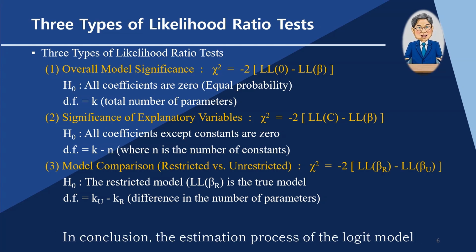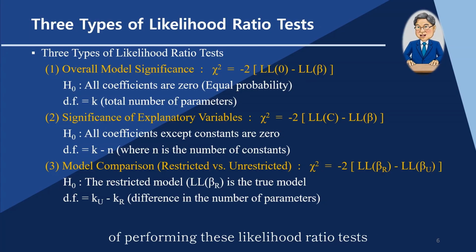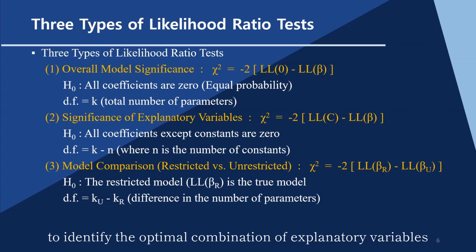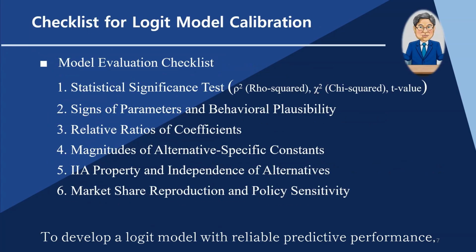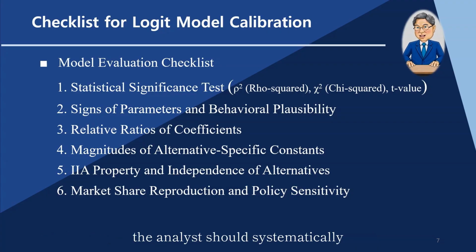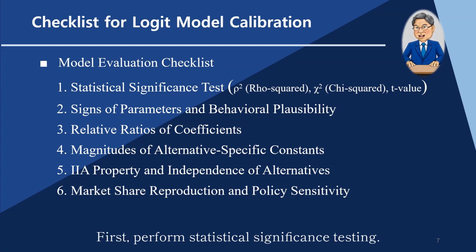In conclusion, the estimation process of the Logit model can be defined as an iterative procedure of performing these likelihood ratio tests to identify the optimal combination of explanatory variables and utility function structure, balancing both statistical significance and behavioral realism. To develop a Logit model with reliable predictive performance, the analysts should systematically examine the following 6 key checklist items. First, perform statistical significance testing.